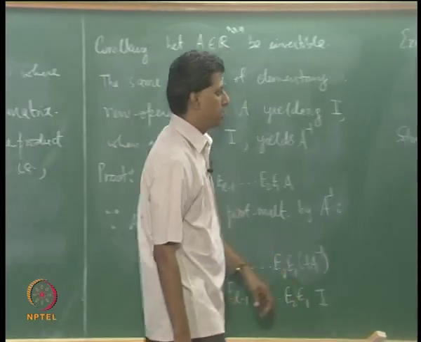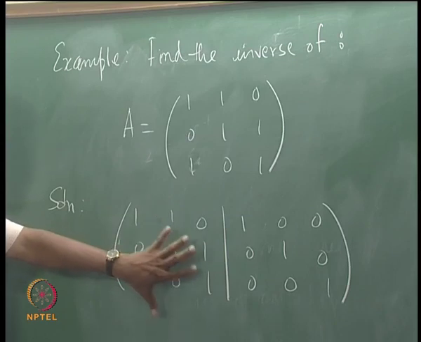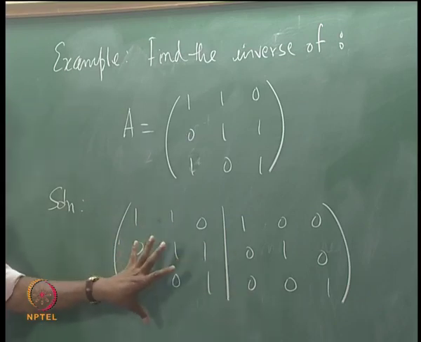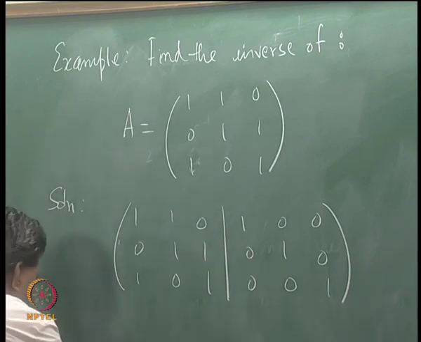I must reduce this part to the identity, keep doing the same sequence of operations on the second part. If this first part reduces to the identity, the second part should reduce to A inverse. This time I am not going to write down the row operations. Tell me if the steps are correct.